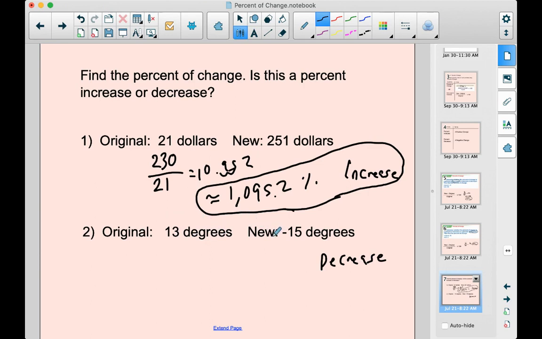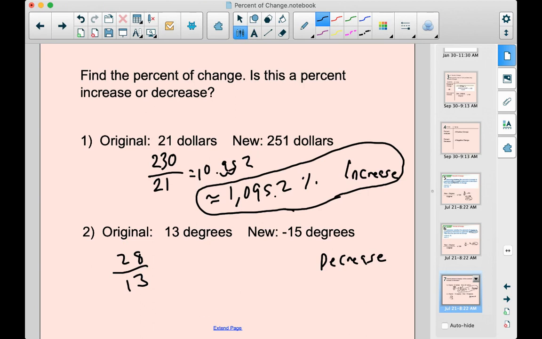13 and negative 15, if we figure out how much it went down, well, it'd have to go down 13 to get to 0, and then another 15 to get down to negative 15. So these two numbers are 28 apart. If you subtract 13 minus negative 15, that's the same as 13 plus 15, which is 28. Okay, so this is the amount of the change. We divide that by the original number, which is 13.